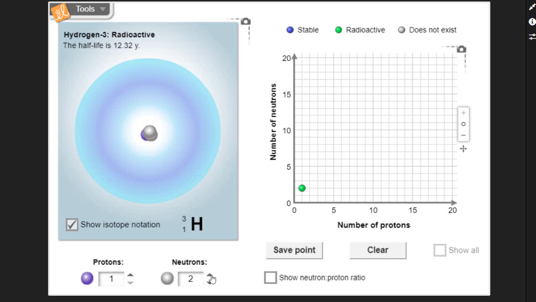What's his mass? Louder. 3. Who doesn't understand? 3 minus 1 proton. How many neutrons does he have? 2. What else did you notice changed when I changed that? It's not stable anymore. It's radioactive.